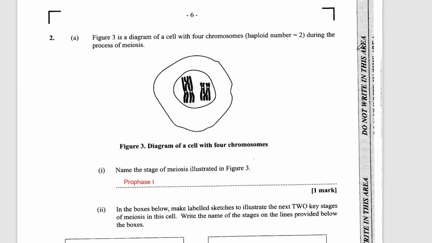Question 2, oh God, it's a cell division question. Oh God, it's meiosis 1, 2. Alright, fortunately, it's not bad. So you look at here. Figure 3 is a diagram of a cell with 4 chromosomes.